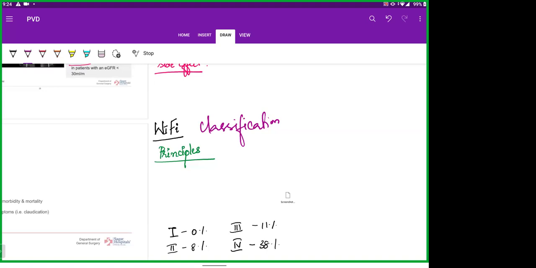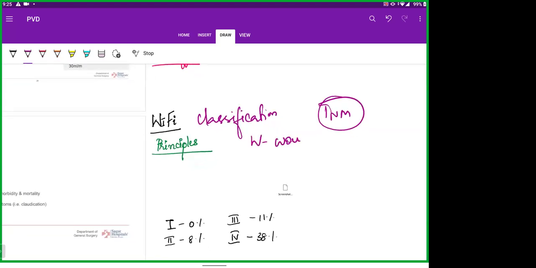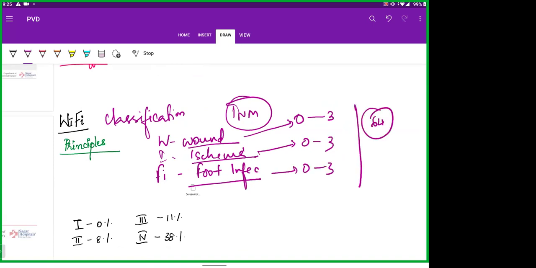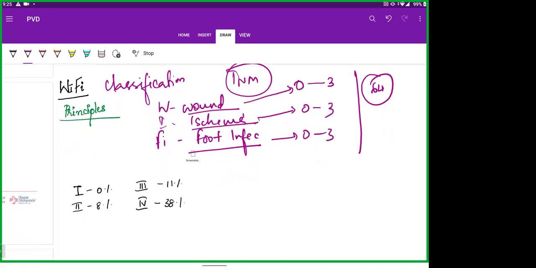So what the Society for Vascular Surgery has come up with is something called the WIfI classification. It is something analogous to your TNM. It is basically a limb staging system. W stands for wound, I stands for ischemia, and fI stands for foot infection. Each of these, wound, ischemia, and foot infection, will be graded from 0 to 3. Everything will be graded from 0 to 3. Then there will be a combination of 64 values, and finally we will have stage 1, 2, 3, and 4.